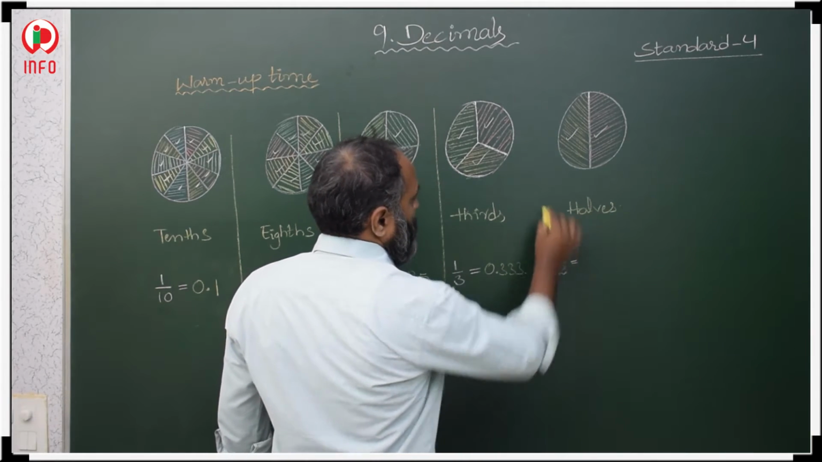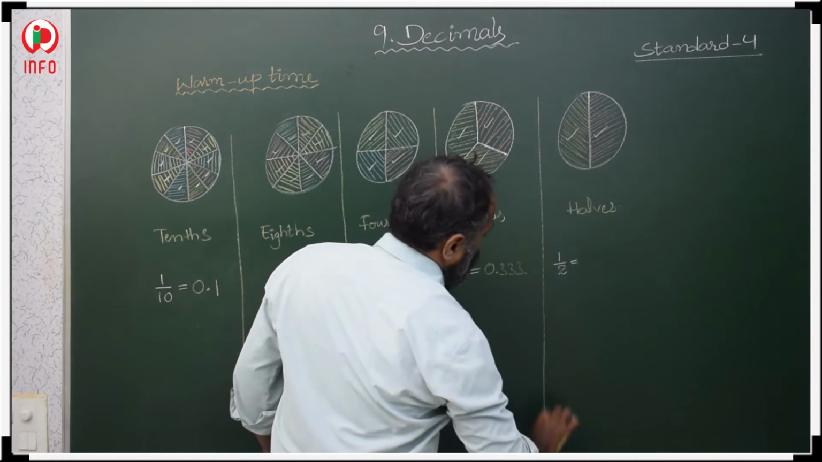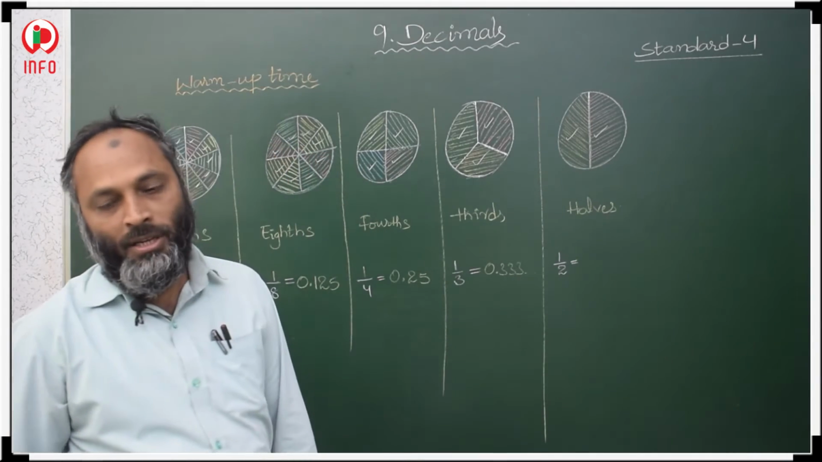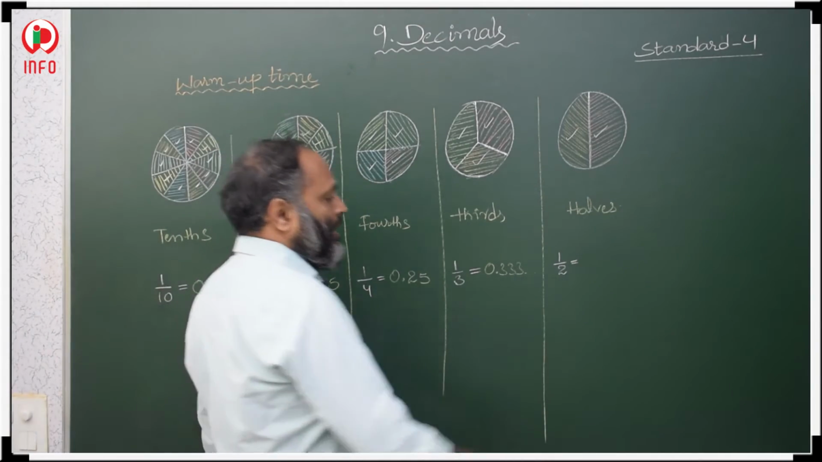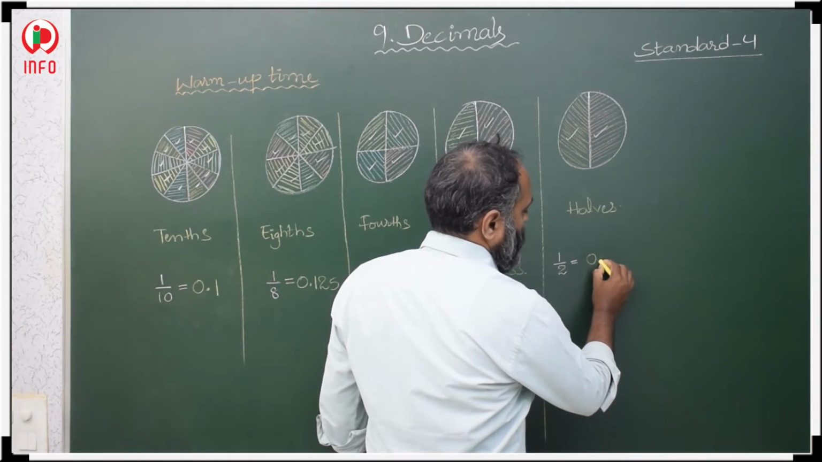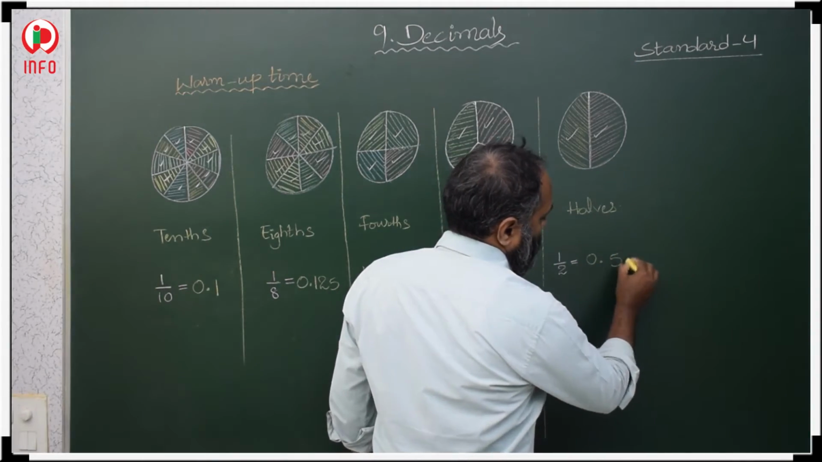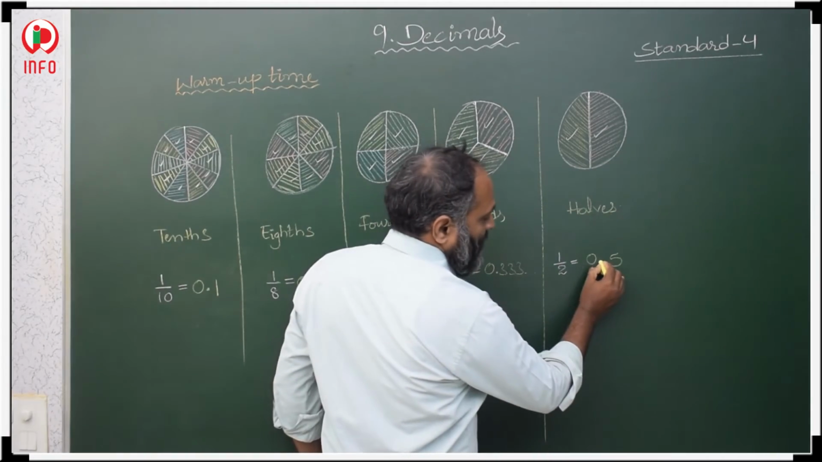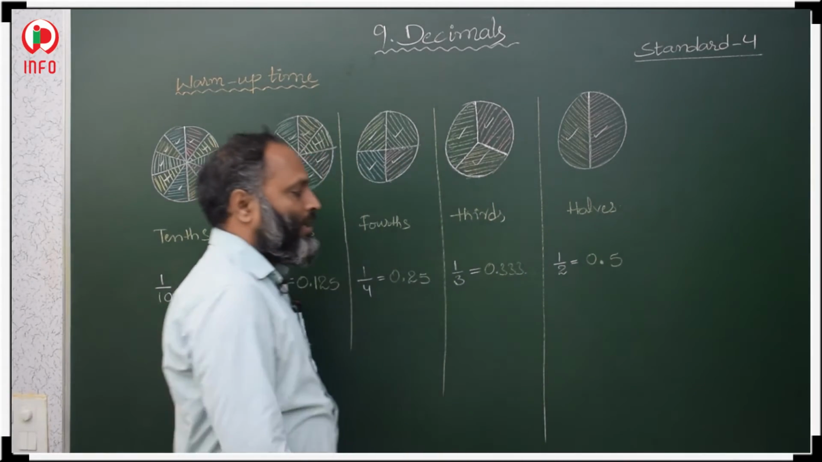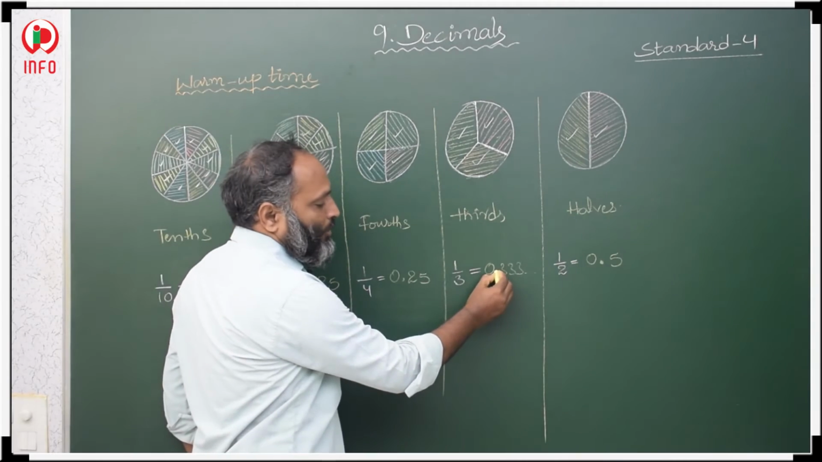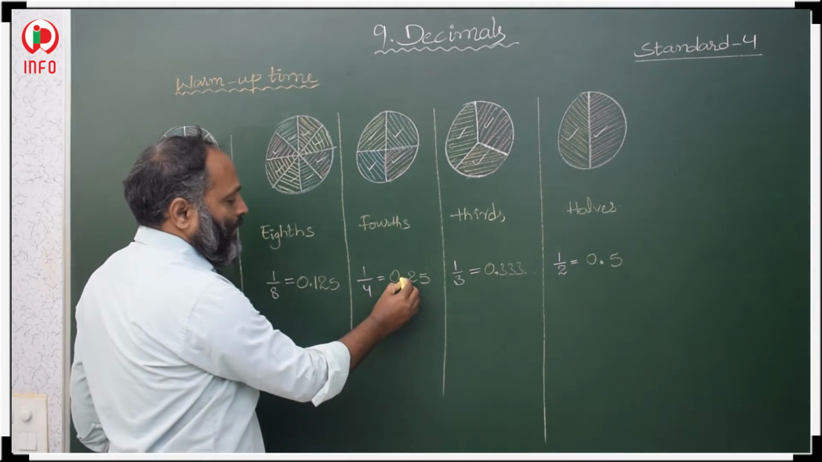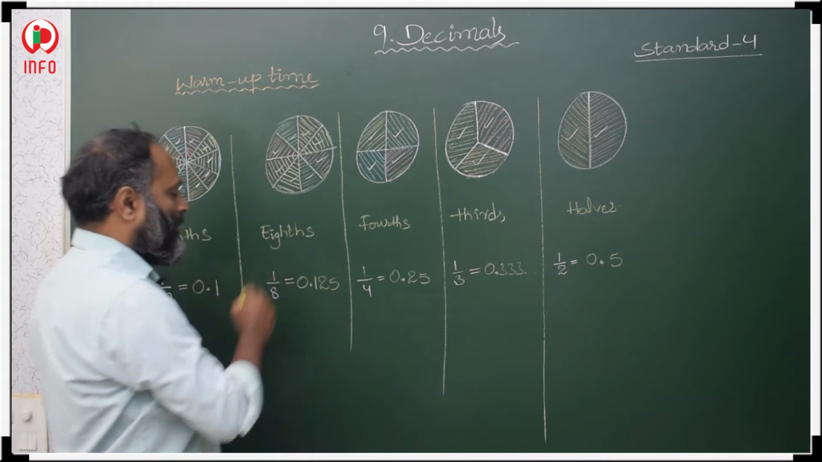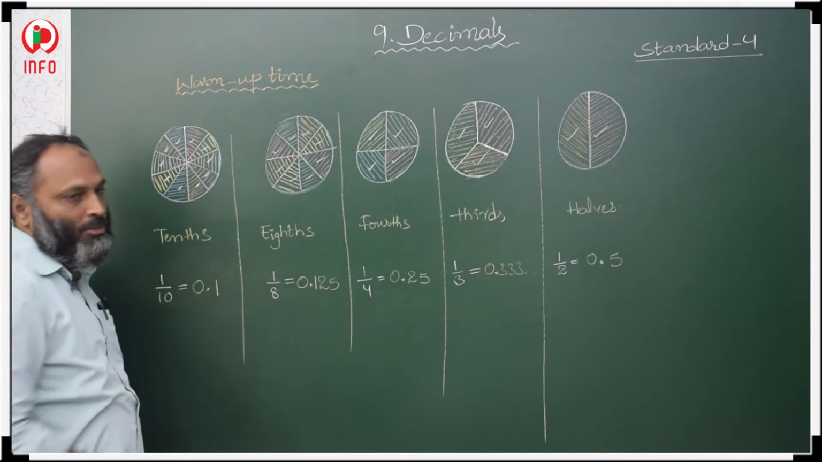How is it 0.333? We are going to discuss this also. Then half means 0.5. Here, this point is a decimal. This is called the decimal point.